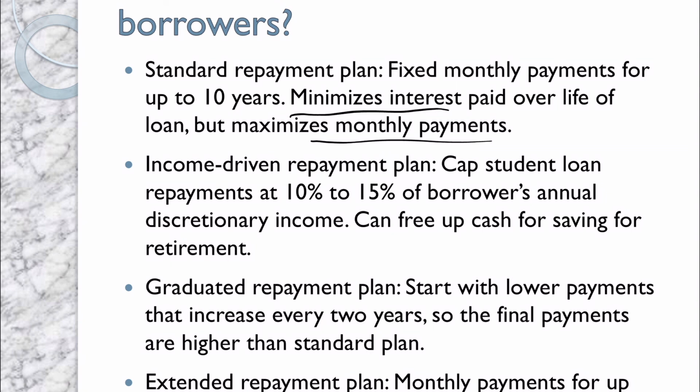And there's also an extended repayment plan, which is monthly payments for up to 25 years. As you can probably imagine, just like with a 30-year mortgage versus a 15-year mortgage, with your extended repayment plan, you're paying a lot more interest. So you're paying a lot more than the principal amount that you're borrowing.